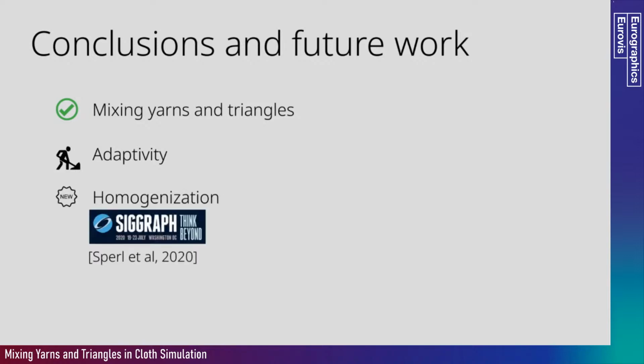Finally, triangle energies should match as closely as possible the yarn energies to produce smooth transitions. An upcoming paper has looked at this problem, and it could be an interesting complement to our work.